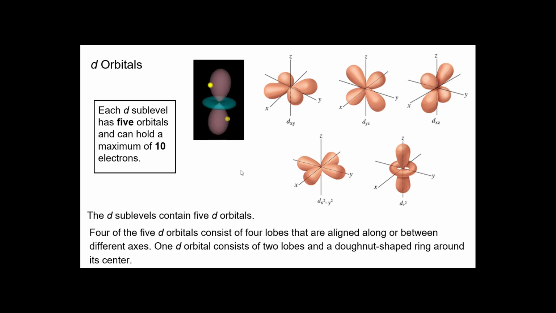So the d sublevels contain 5 orbitals, and they look pretty weird. This one is on the y and x axis, this is the y and the z axis, and this is the x and z axis. And then it gets into even funkier names, if that's what you want to call them. Four of the 5 d orbitals consist of 4 lobes and are aligned between the different axes. Pretty much, they look like they're in between. One d orbital consists of 2 lobes and a donut-shaped ring around its center.